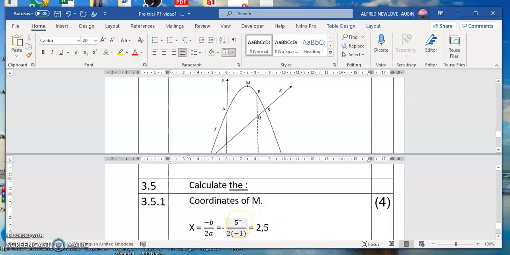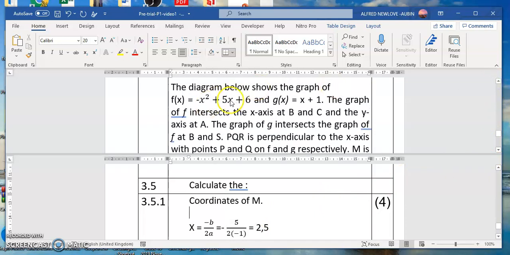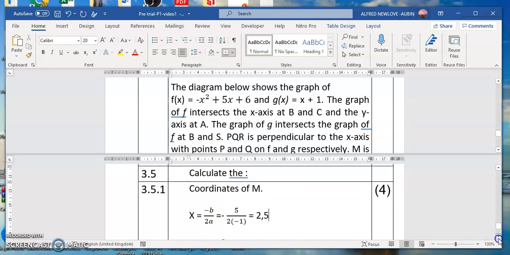So we know our b to be 5. How? From this equation, b is 5. So this is our minus b, which is 5, over 2. Your a is minus 1. And when you press this on the calculator, you get 2,5.